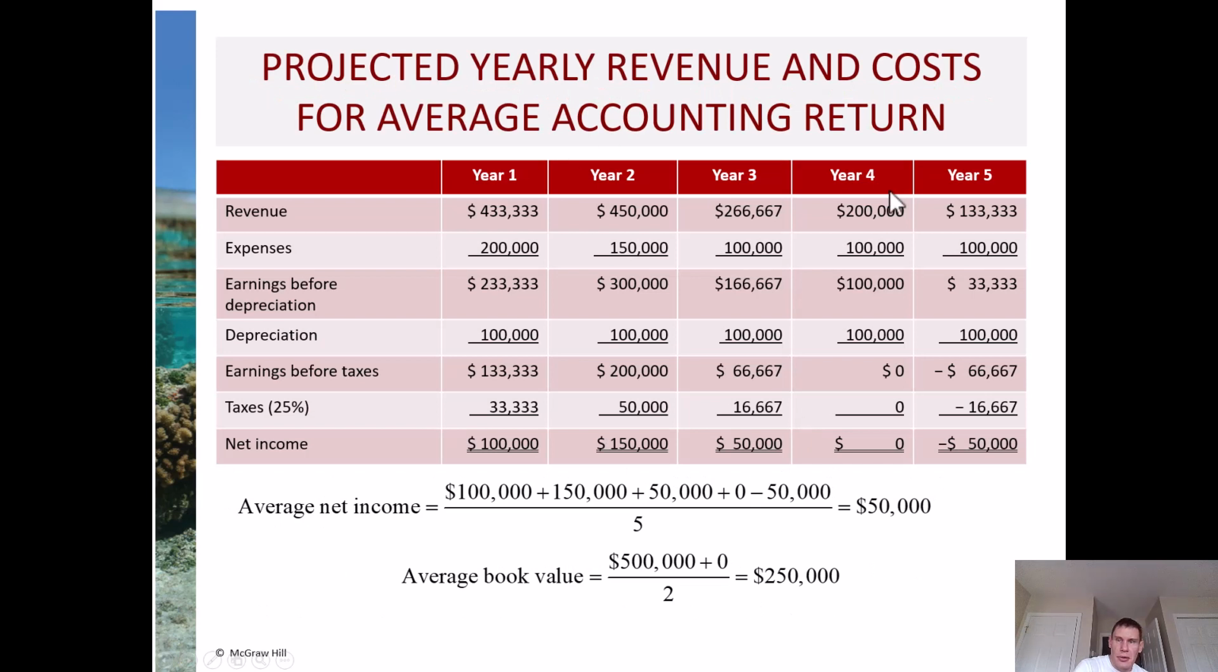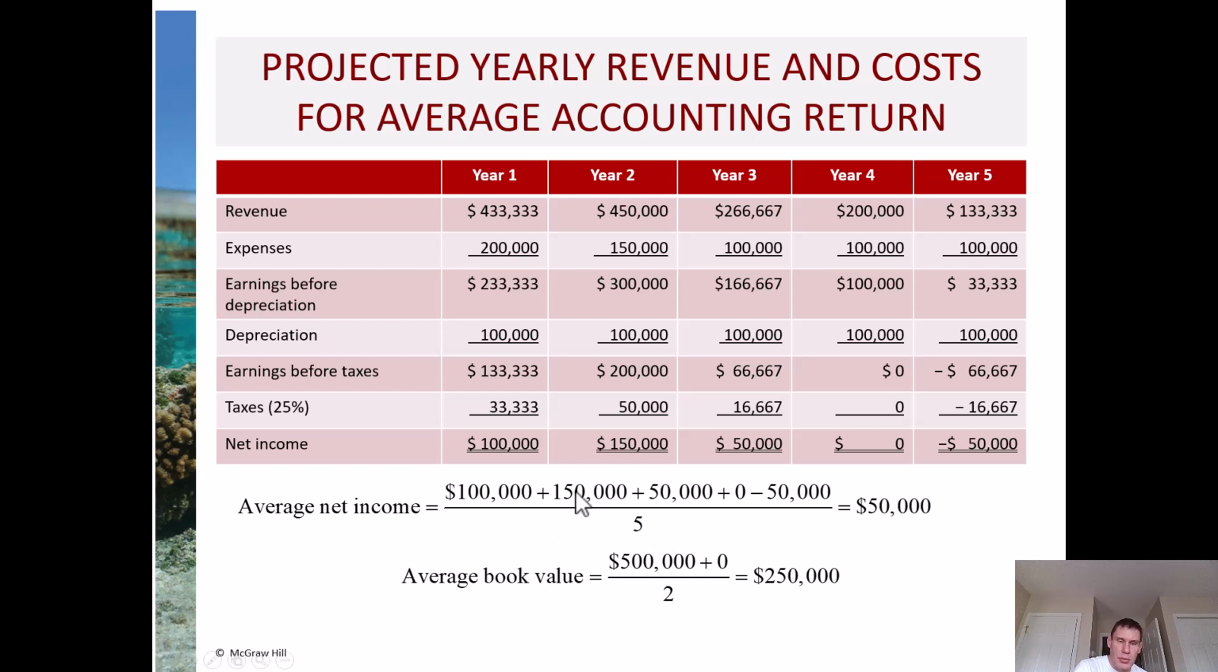So here you can see our revenue, and you can see it changes through the years. We've got our expenses, we've got our earnings, which of course is just revenue minus expenses. We've got the depreciation, remember 500,000 divided by 5, and then we have our earnings, and then we have what we're taking out for taxes. So for the average net income, all we have to do is look at your net income: the 100 in year 1, 150 in year 2, 50 in year 3, nothing in year 4, and then negative 50 in year 5. And then we're just going to divide it by the 5, and we get 50,000.